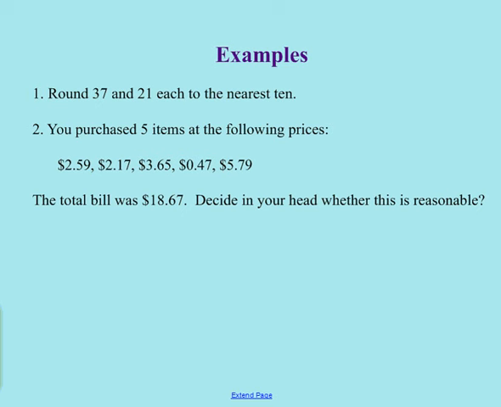Let's take a look at a couple more examples. Number 1, round 37 and 21 each to the nearest 10. Well, let's start with 37. Since we're rounding it to the nearest 10, and we know that the 3 is in the tens place and the 7 is in the ones place, we're going to look at the 7 because it is the number to the right of the digit that we are rounding. Since 7 is greater than 5, we know that 37 rounds up to 40.